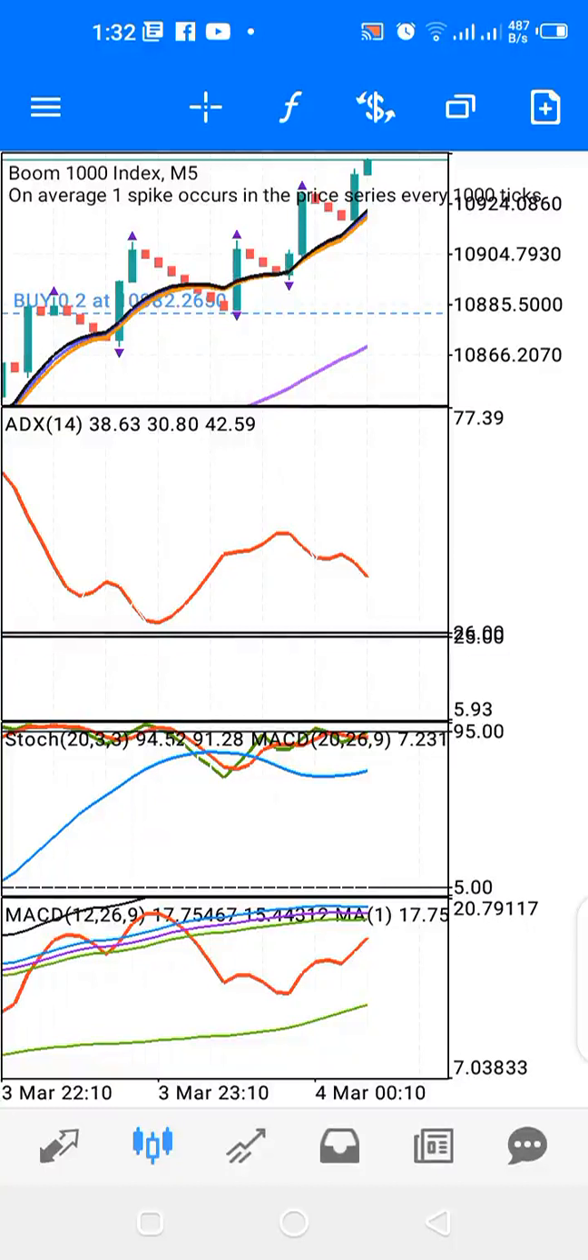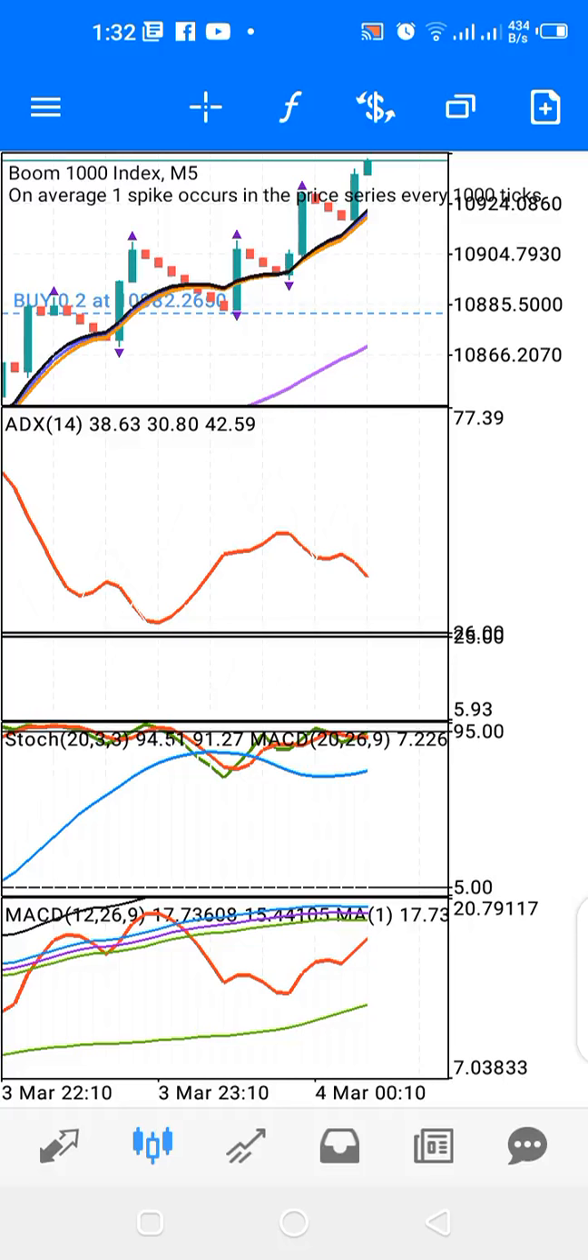Today we'll be looking at a strategy you can use to trade boom and crash. On the screen I have Boom 1000 index, 5-minute time frame, and I have 4 windows.